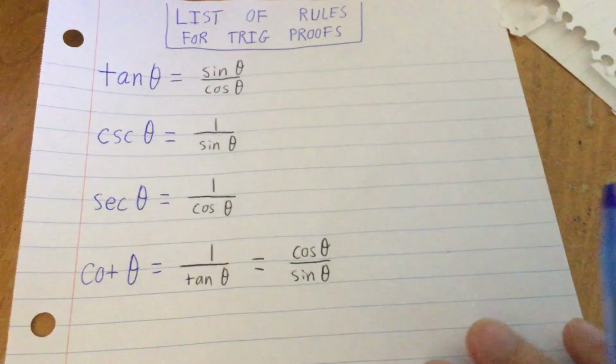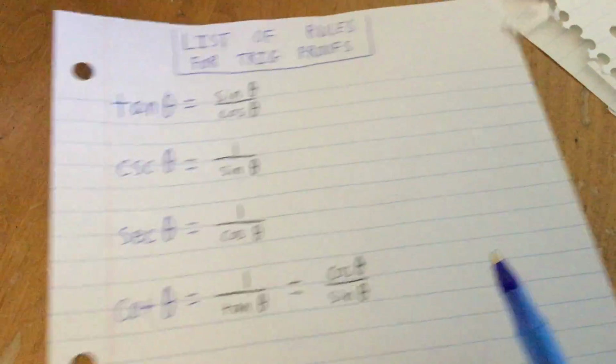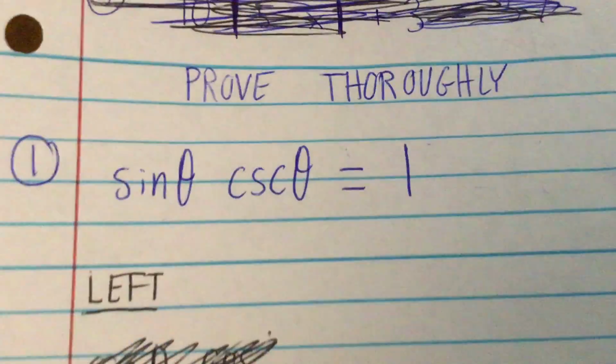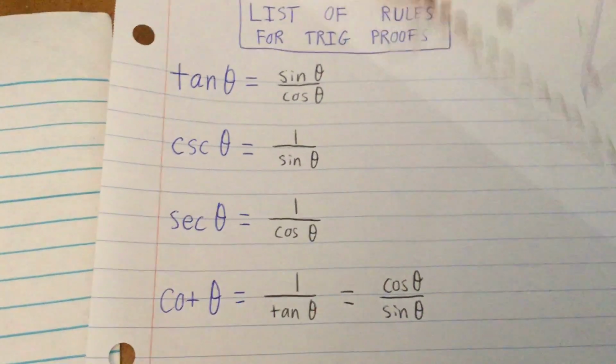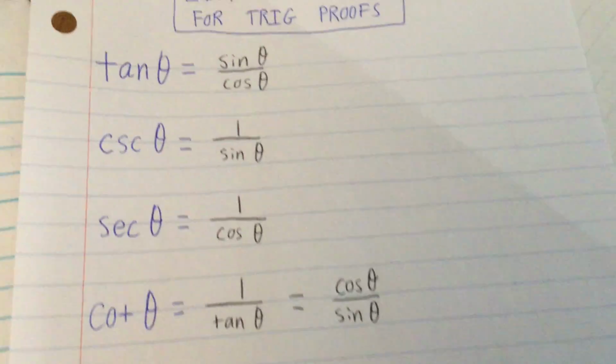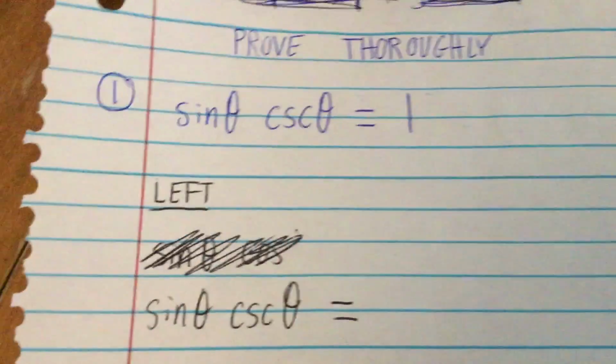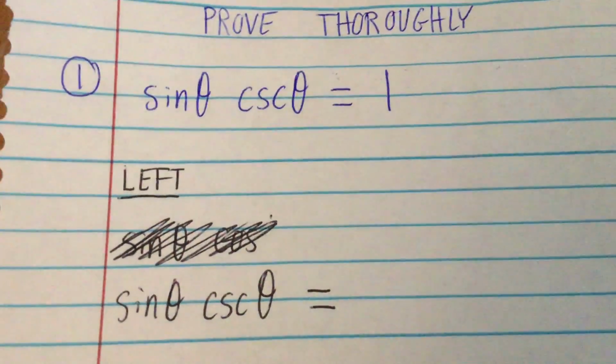So keep this on the side, and we're going to refer to it. Okay? So I'm going to keep these papers both in the same spot. So let's start with problem number 1. How do I prove using these rules, sorry, move this paper out of the way, I don't need you anymore. How do I prove using these rules that sine times cosecant is equal to 1?